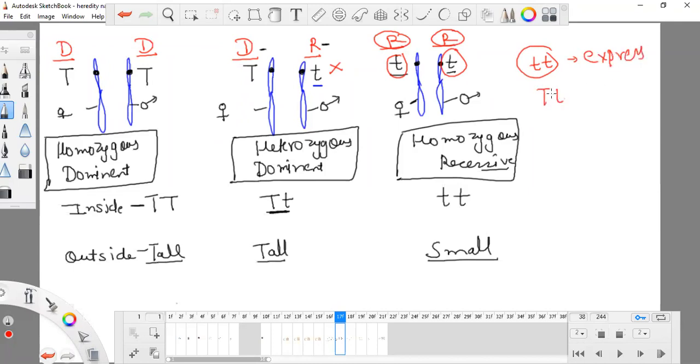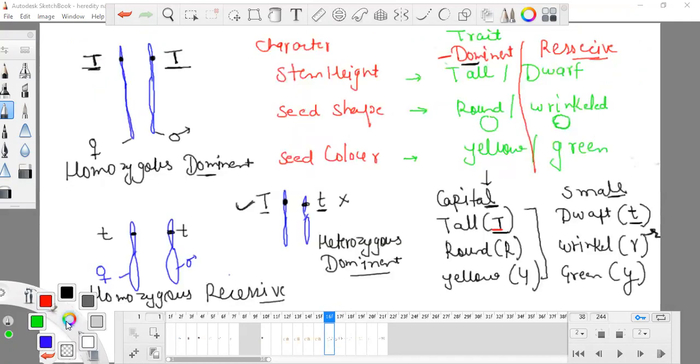But when these come together, then this small t cannot express itself because it loses. That's why there will be only the effect of the capital T, and no effect of this small t. And in this case there is no problem because both of them are winners, so both will express themselves. But in this case, only the tt, or we can say the recessive thing, will express itself, each and every recessive thing. Okay, when two small t come, then they will express.